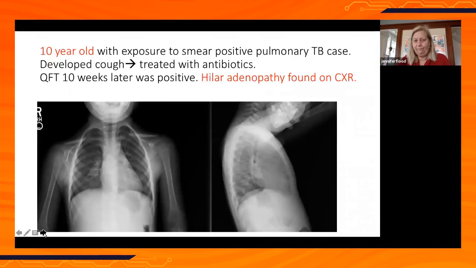Another youngster who is 10 years old presents here with asthma and is a contact to pulmonary TB. He developed a cough and was initially treated with antibiotics. The QuantiFERON 10 weeks later was found to be positive during screening. You can see the hilar adenopathy on his chest x-ray, a common finding with TB in children, in contrast to adults.